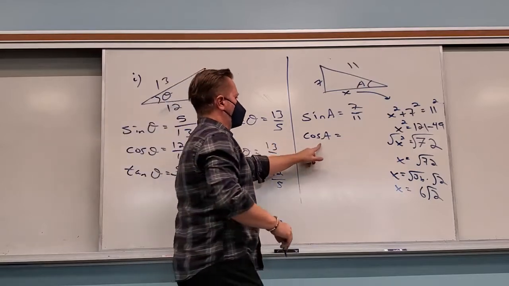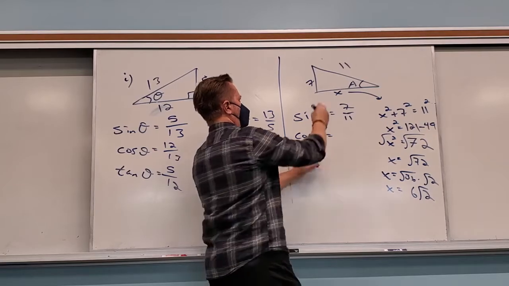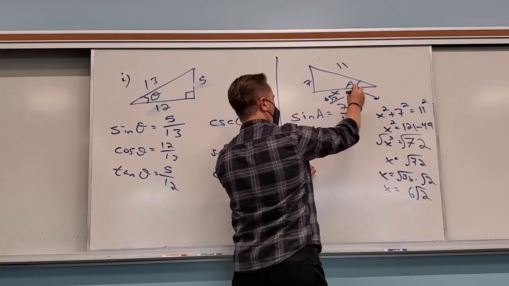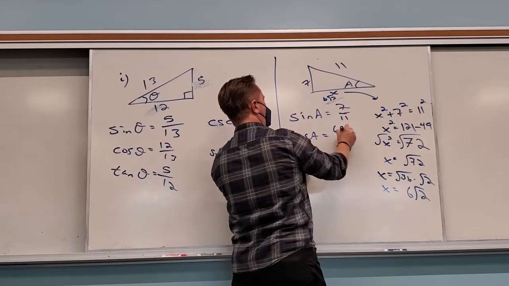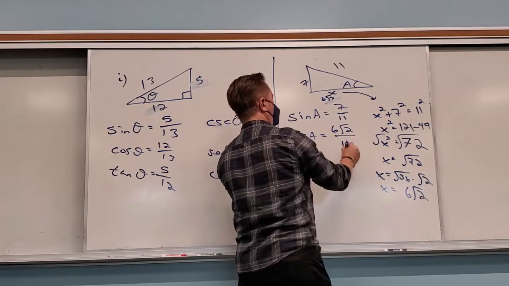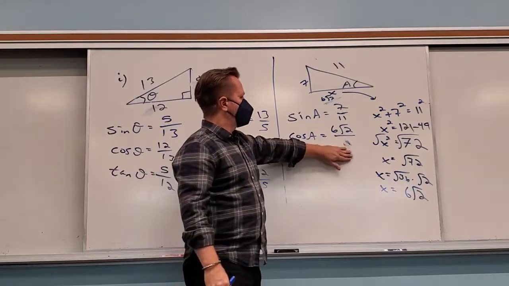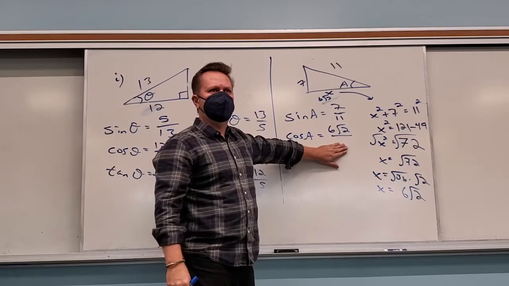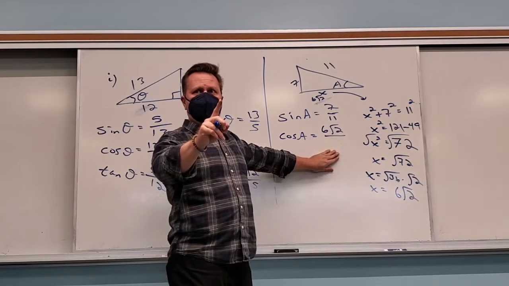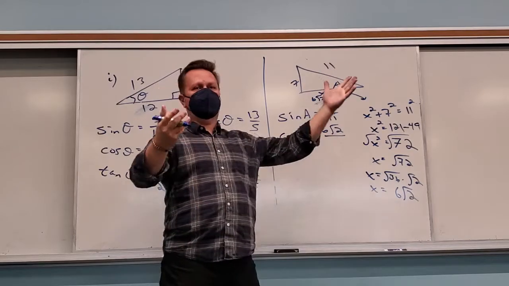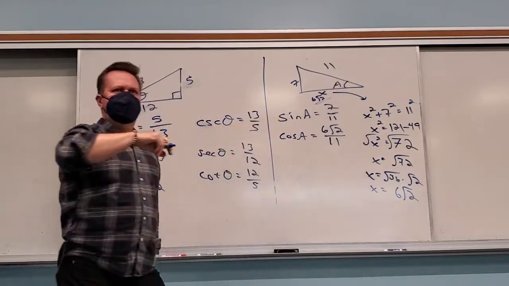So now can you tell me what cosine is? Let me put this here, 6 rad 2 over 11. So cosine would be 6 rad 2 over 11. Sweet. If I just put 6 rad 2, how can I tell very quickly I made a mistake? What's the biggest cosine can be? 1. So why is that obviously a mistake? It's way bigger than 1. Right? So if I just put that, I forgot to put it over 11. Okay, I like it.